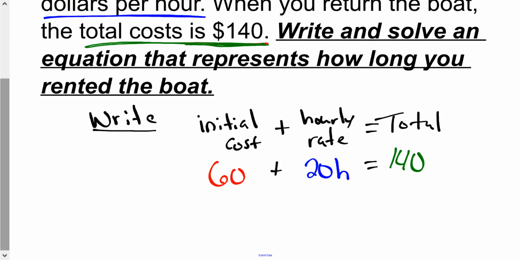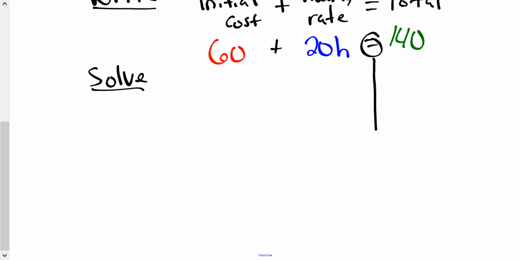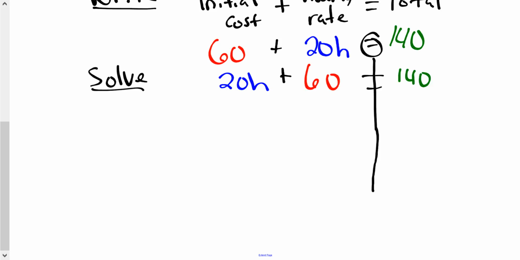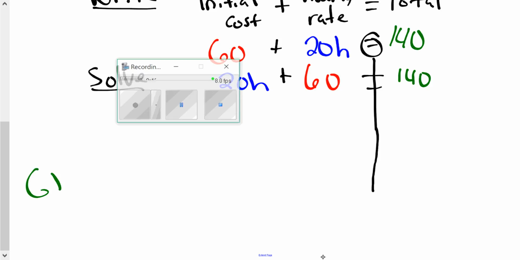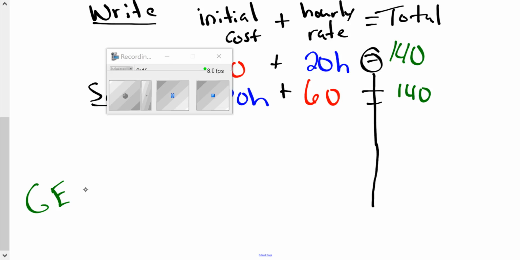All right, so now I need to solve. The way we solve is I'm going to start with a lollipop, like always when I'm solving equations, either one step or two step. And I've been talking to you guys about always putting the variable first. It's always a good idea. So I'm going to use the commutative property here to put the variable first. So I got 20h plus 60 equals 140. GEMDAS is a good reminder here. I always like to write it down to help remind me.